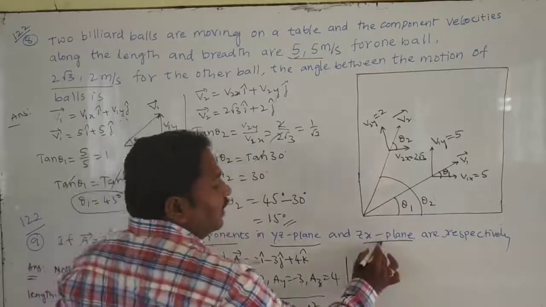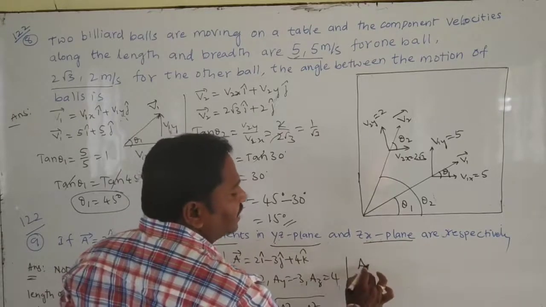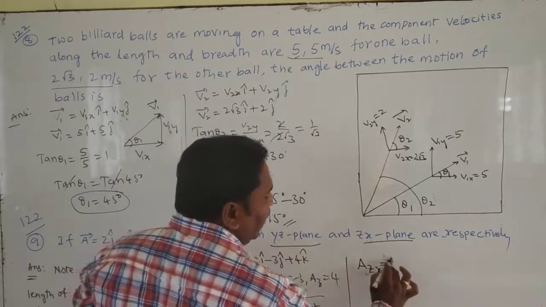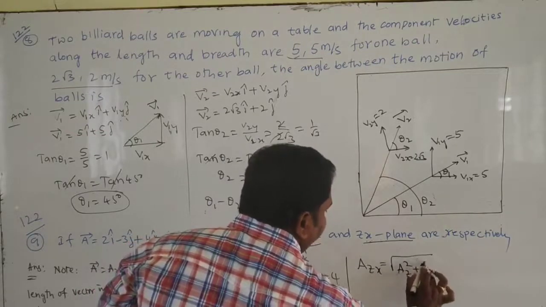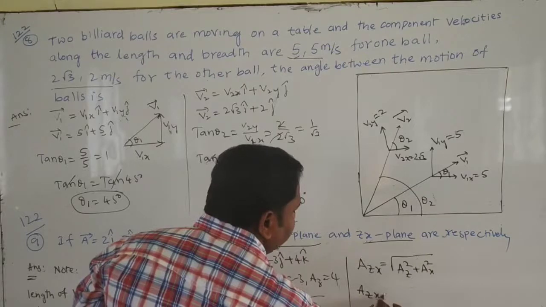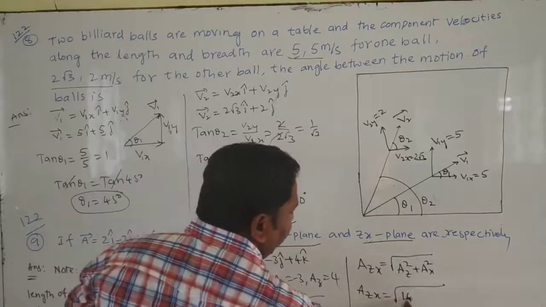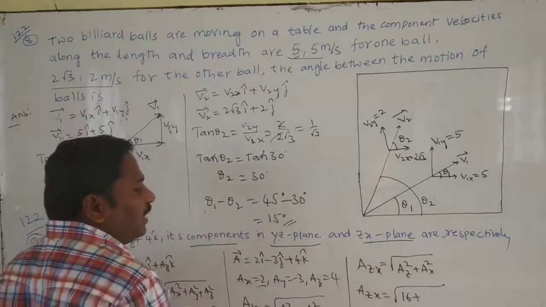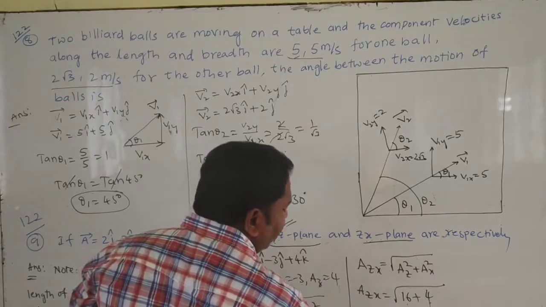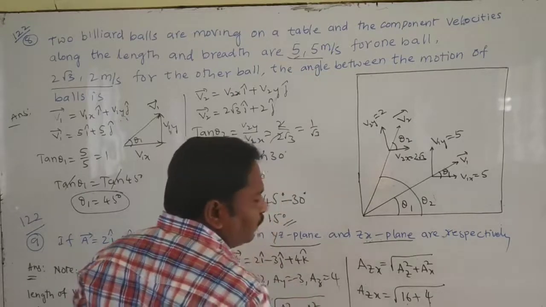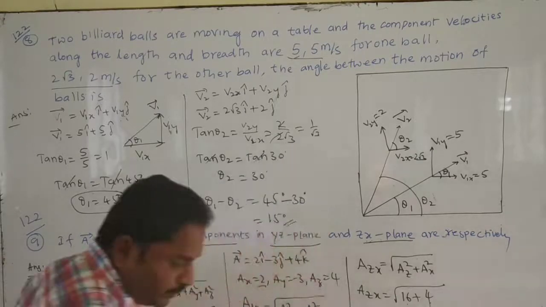Now what is the component of the vector in the xz plane? That means the length of the vector in the zx plane is root over Az square plus Ax square. Azx equals root over 4 whole square, 16, plus x value 2 whole square, 4, so root 20. Root 20 means 4 into 5, so we can write this as 2 root 5. Thank you.